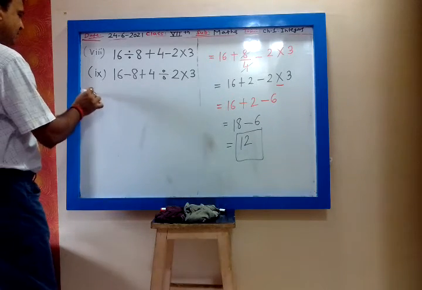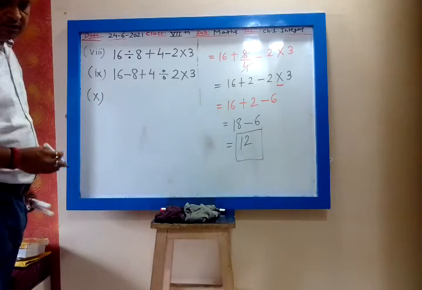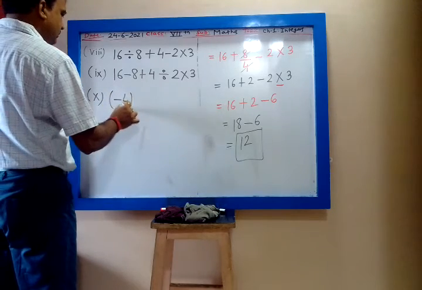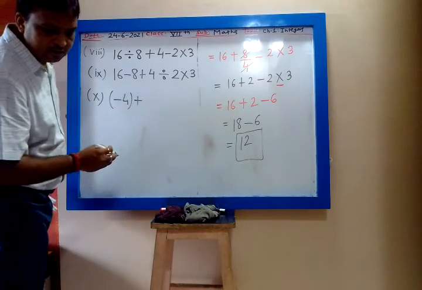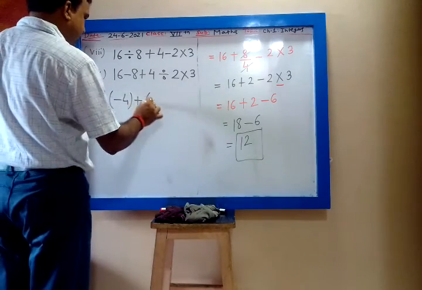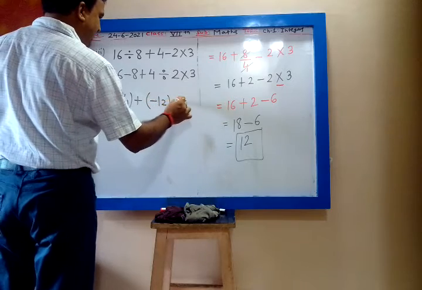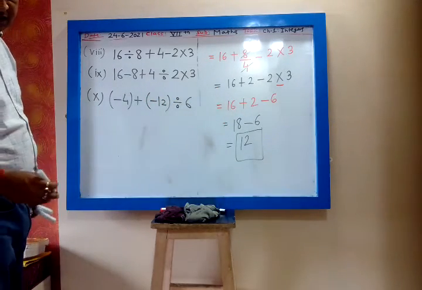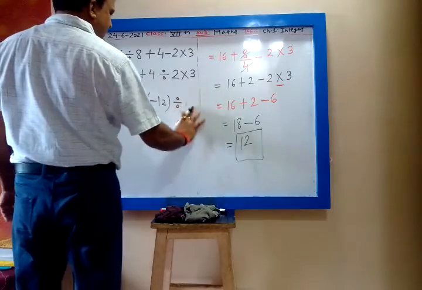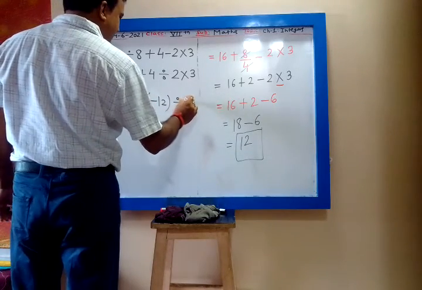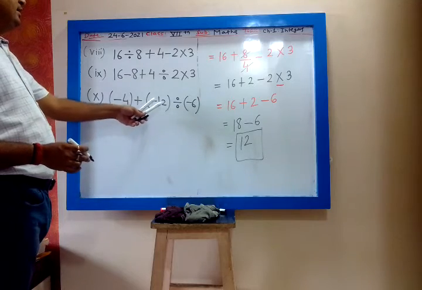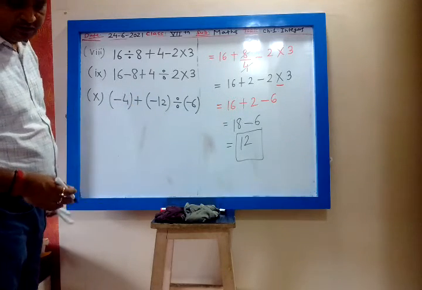Then 10th one: minus 4 plus minus 12 divided by minus 6. Minus 4 plus minus 12 divided by minus 6.